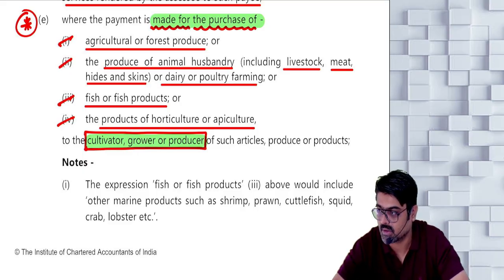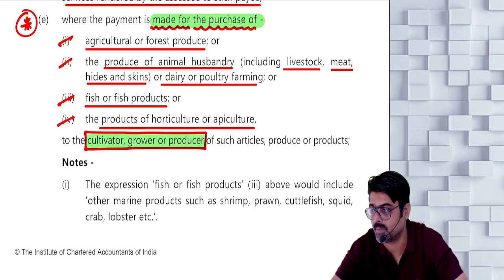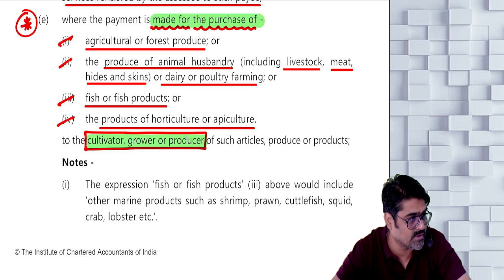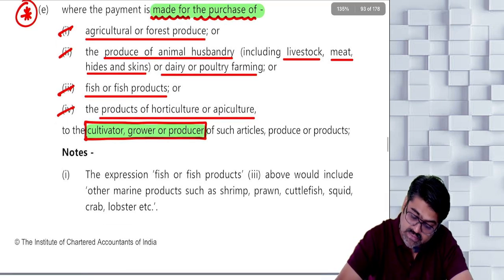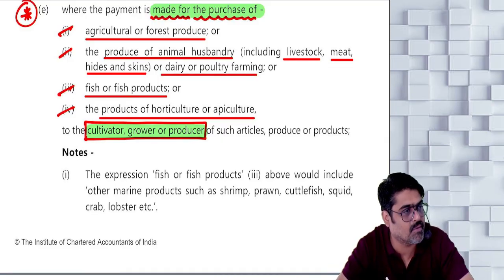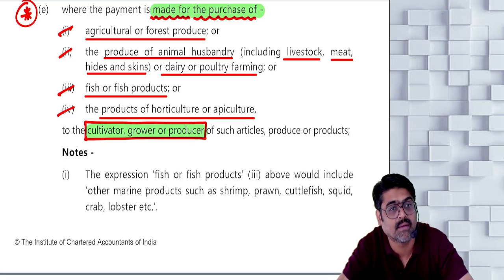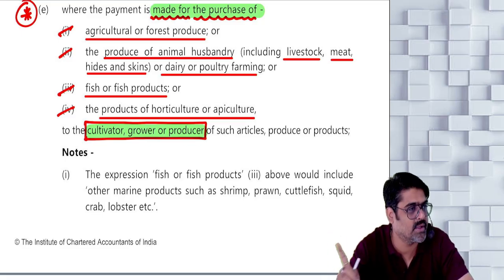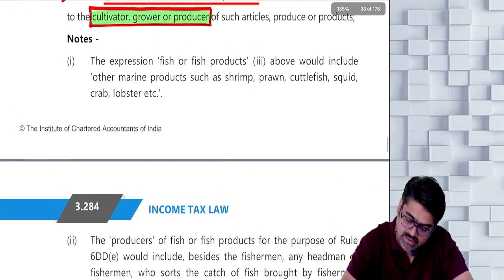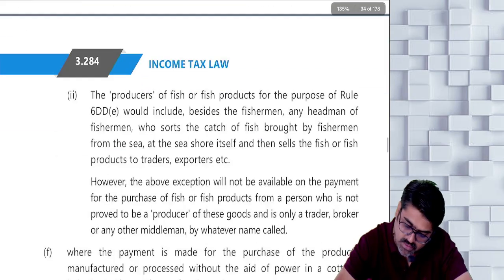But if the payment is made for these products to their cultivator, grower or producer, so you are a cultivator of agricultural produce, a grower or producer of agricultural produce, forest produce, etc., then to you, by whatever modes I make the payment, that payment will be allowed as a deduction because you are the cultivator, grower or producer of that particular item. Understanding? So please remember this. They ask this point many times in the exam. Okay. Next one. Don't go into detail in these notes. Not required.